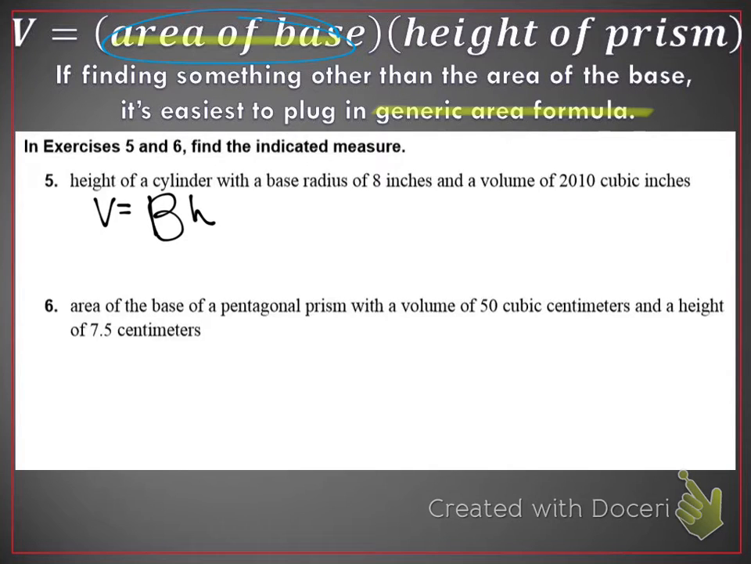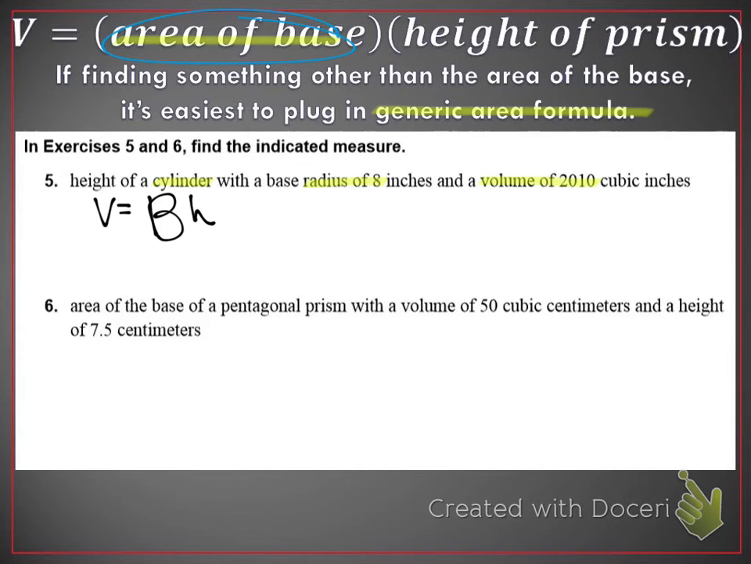And you can take your highlighter. It's important to know we have a cylinder with a base radius of 8 inches. So we have a radius of 8. Go ahead and highlight that as well. And a volume of 2,010 cubic inches.